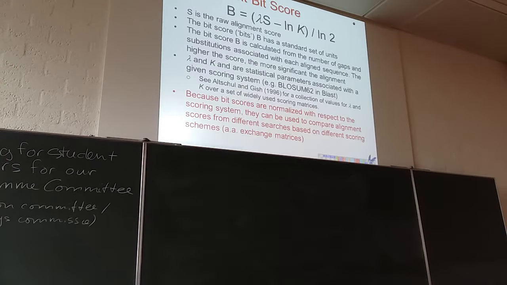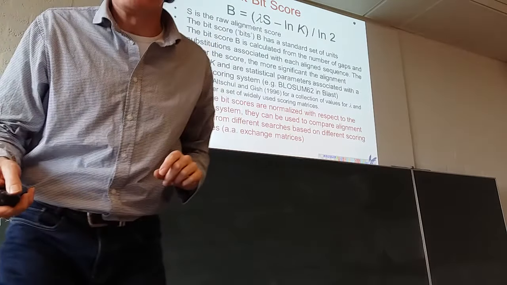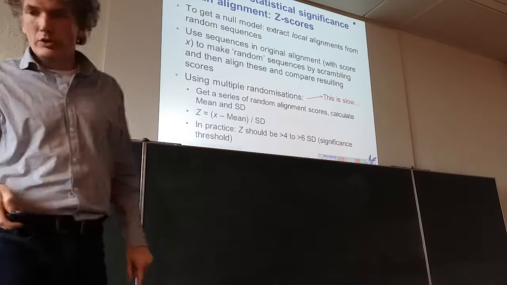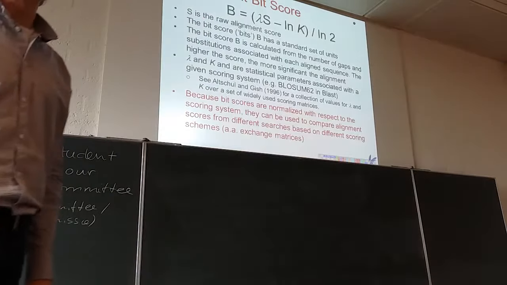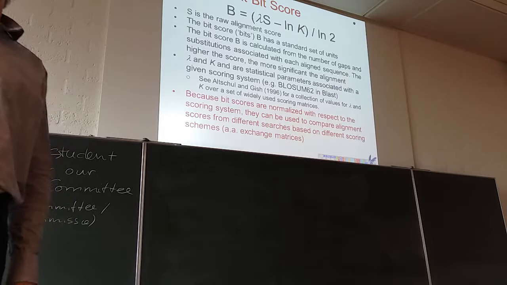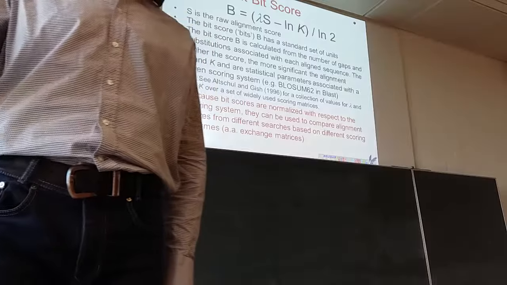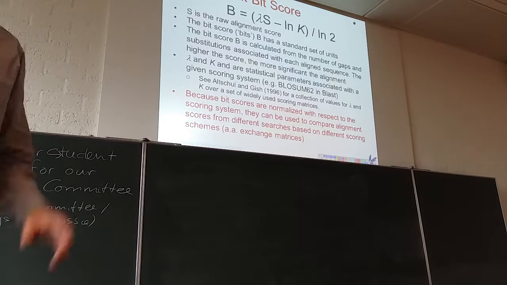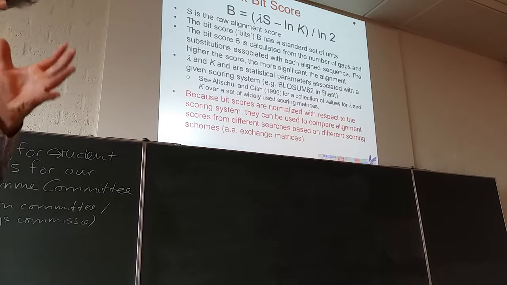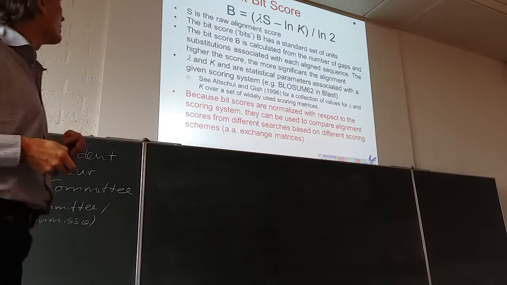So how do you do this? A z-score would be a nice way to do it statistically, but this is slow. There's a better way, which takes advantage of the fact that you don't have to do the explicit randomizations of your sequences. You can actually calculate, for a given database, what your distribution of expected random scores would look like. That's what I'm trying to explain to you.